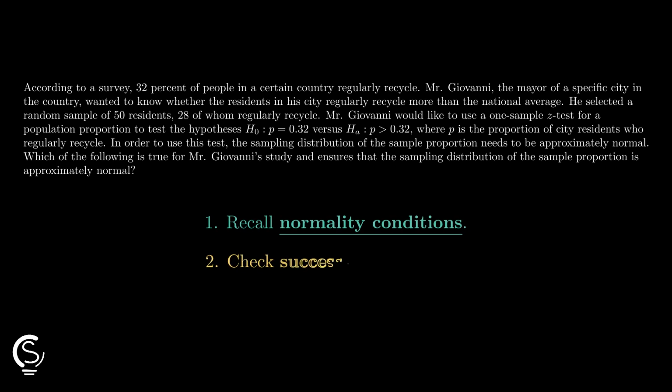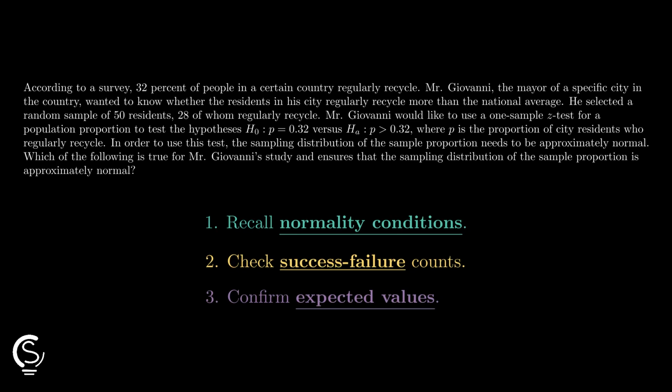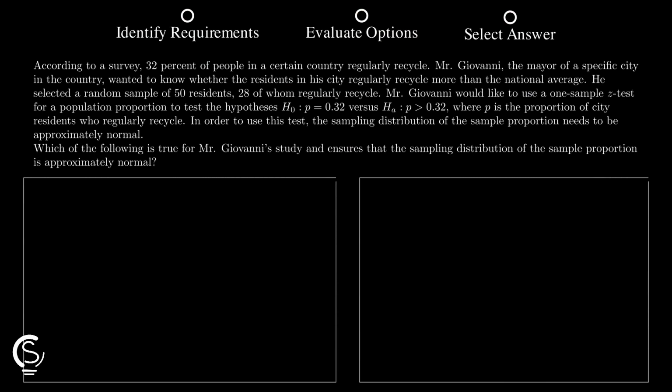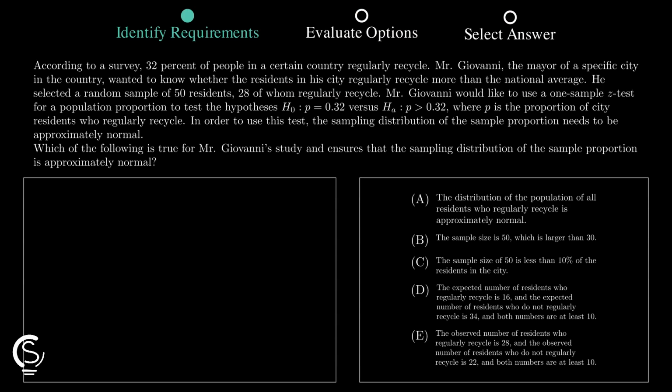Statistical normality conditions are essential for your z-test accuracy, so let us break down this problem quickly to find the correct answer among these 5 options. For a one-sample z-test of a proportion, the sampling distribution is approximately normal if the expected number of successes and failures are both at least 10. You got this, team!